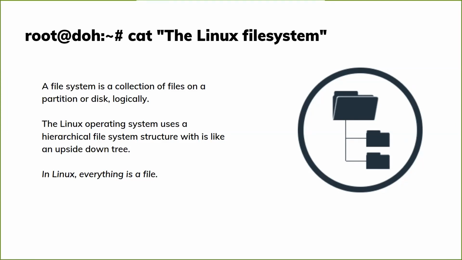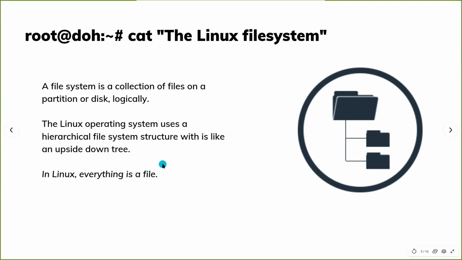The root, which is the base of the file system, is at the top, and the branches, every other folder, every other file, stem out from it. So it's like an upside down tree. That's how the file system is structured. We are going to look at the diagram to explain it better.